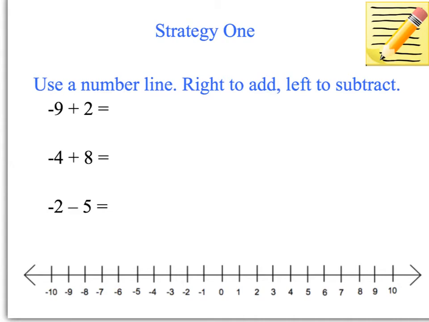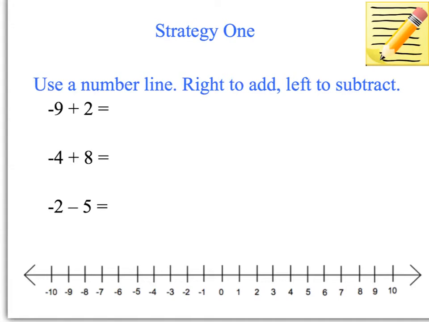All right, so there's a couple of strategies for doing this. The first one is to use a number line. So when you're using a number line, you need to remember that if you are adding a positive integer, you go right. So right to add or RAD, and left to subtract. Okay, let's do some examples here just to give you an idea of what I mean.